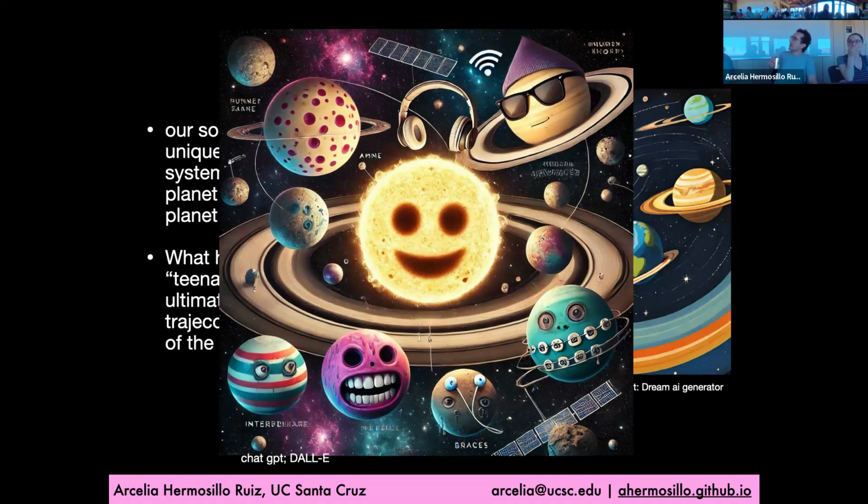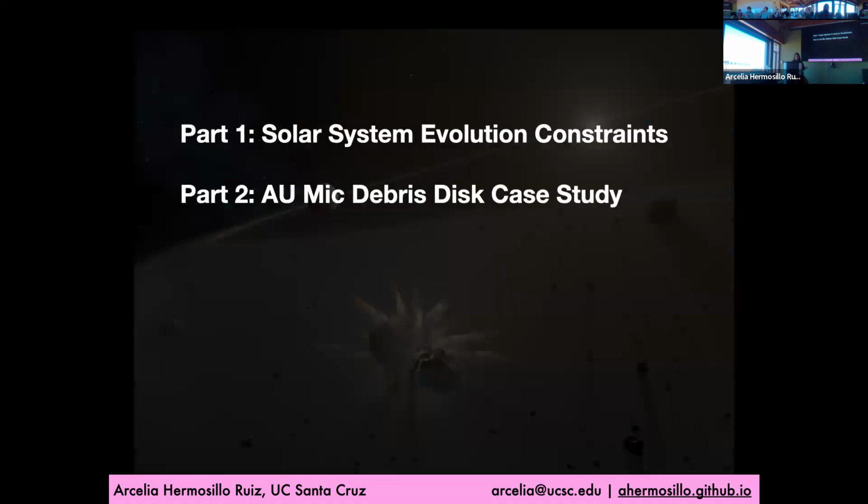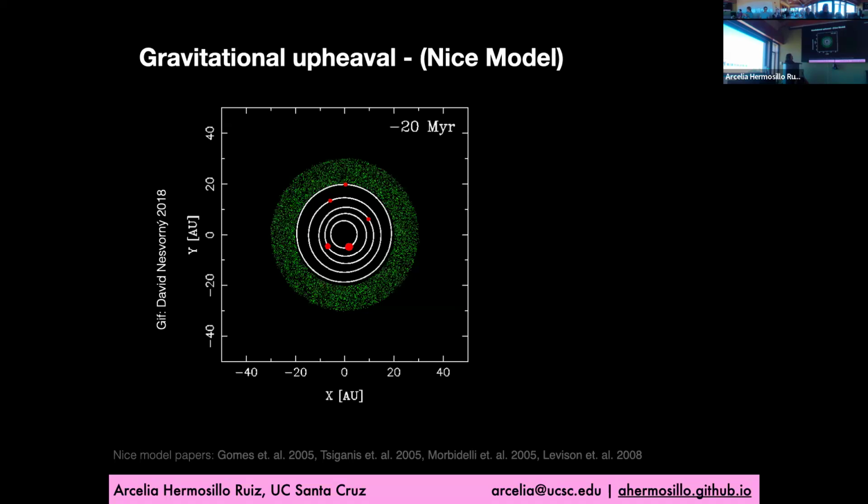But anyway, I hope that helps you understand the overall picture, the overall motivation for why this work is interesting. So part 1 will be the solar system evolution, and then part 2 will be looking at planet-disk interactions in the Eumic debris disk.